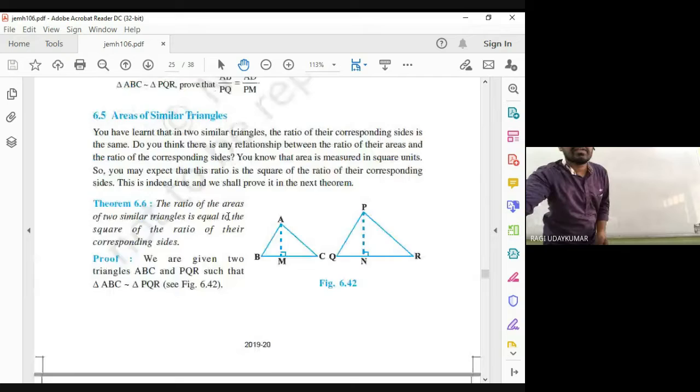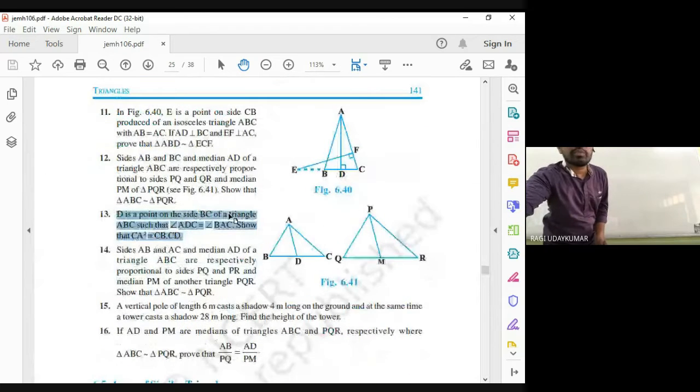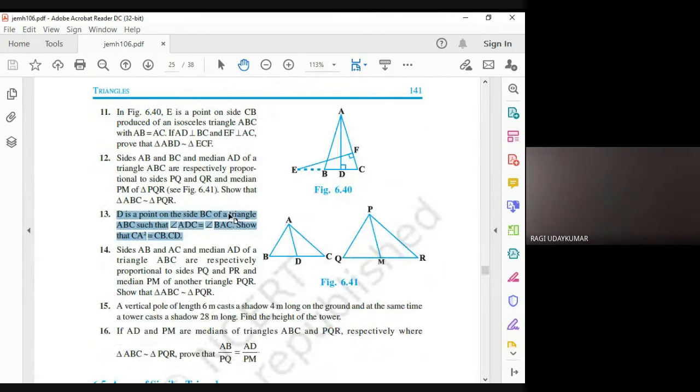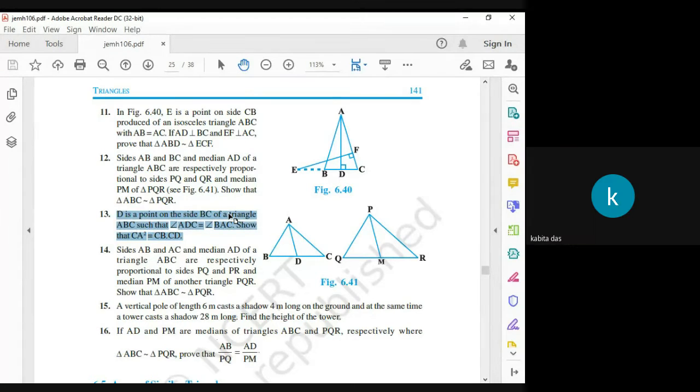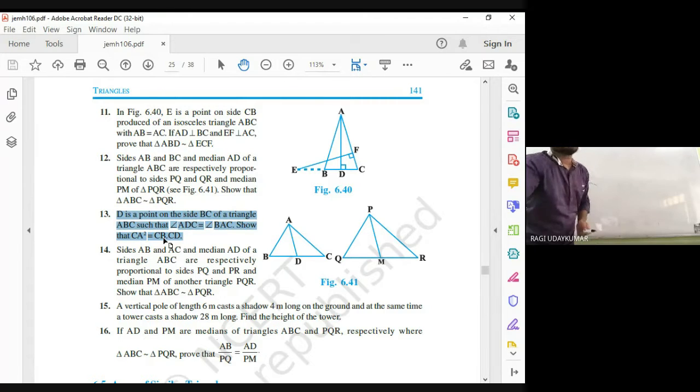See the exercise 6.3, 13th problem here. Is it visible to you? Yes, sir. The question is given to you. D is a point on the side BC of the triangle ABC, such that angle ADC is equal to angle BAC.